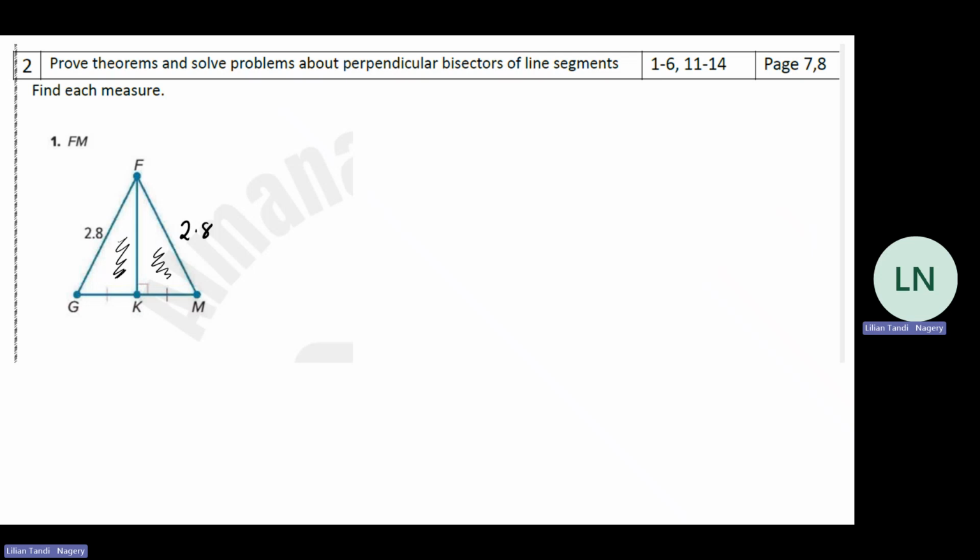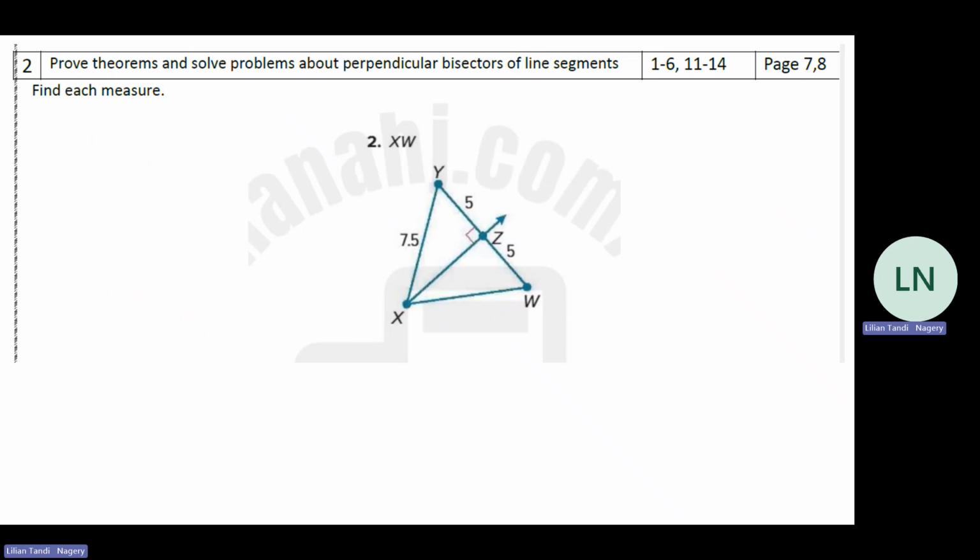So the question, we have found our answer. FM is equal to 2.8 units, and we box our answer. Again, always, you see this 90 degree. And always, once you see this 90 degree, then you know that this is equal to this. That means this has cut it into half. Okay? All right, let's move on.